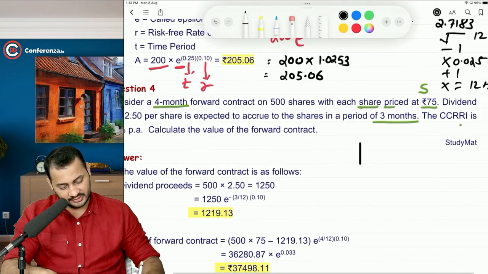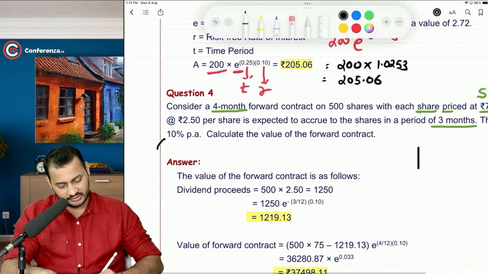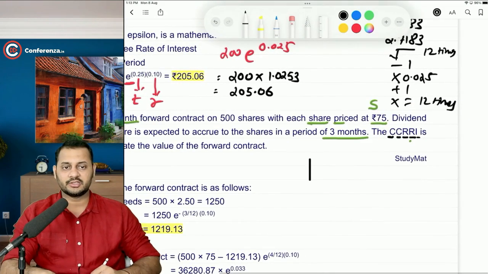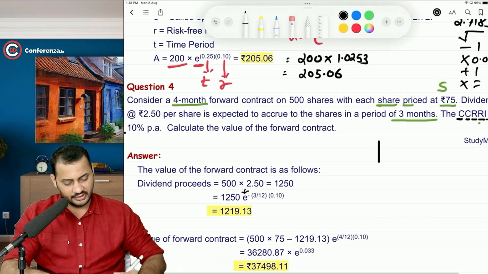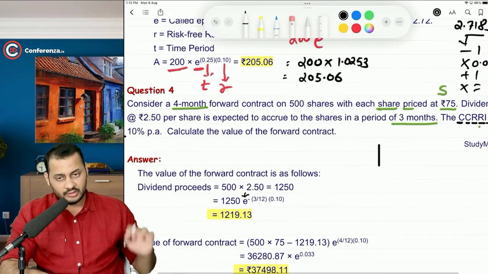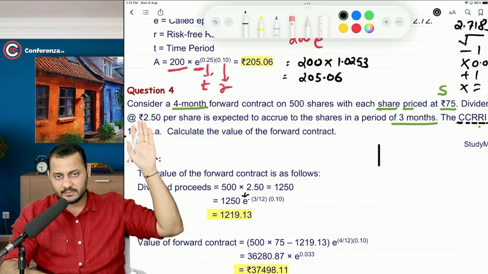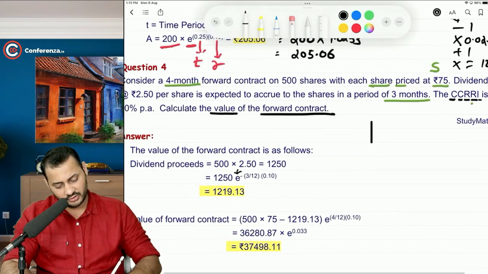And another thing is the continuously compounded rate of return, the risk-free rate of return. So this is e. You should understand this CCRR. They have used e here. Okay. Now, the amount is given to us. Understand the logic. We have to calculate the value of the forward contract. We can call it the theoretical market price.